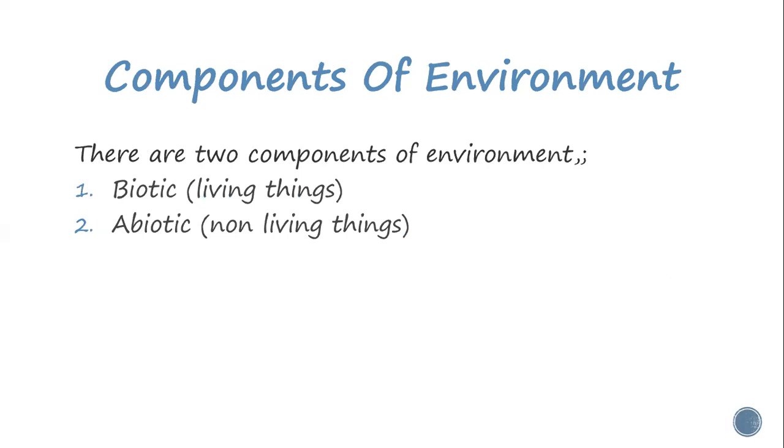Now let's move on to the various components of the environment. Now there are two major components of the environment. There is biotic, that is the living things or the living component of the environment, and then there is abiotic, that is non-living things or the non-living component of the environment. Now in this video, we'll discuss the biotic environment, that is the living component of the environment, and later on we discuss the abiotic environment.